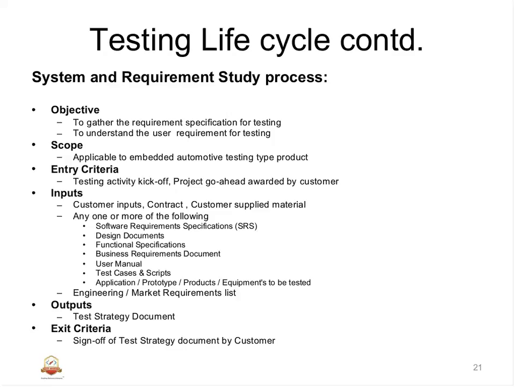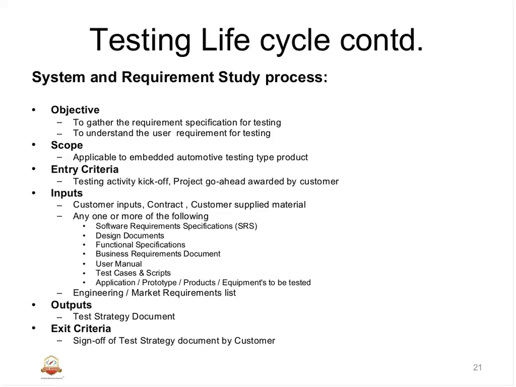Considering all that, how I am going to test it as a defect-free product, that strategy will be produced as an output of this activity. That means it could have multiple methods or approaches identified for different functionalities or for different sets of requirements or the prototypes or the products. All this will be laid out as a document which is nothing but a strategy document. So that is the outcome of this system and requirement study process.